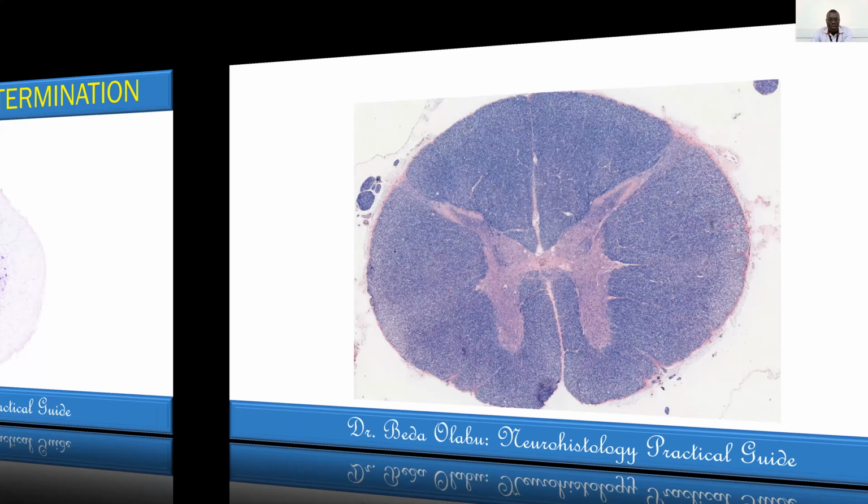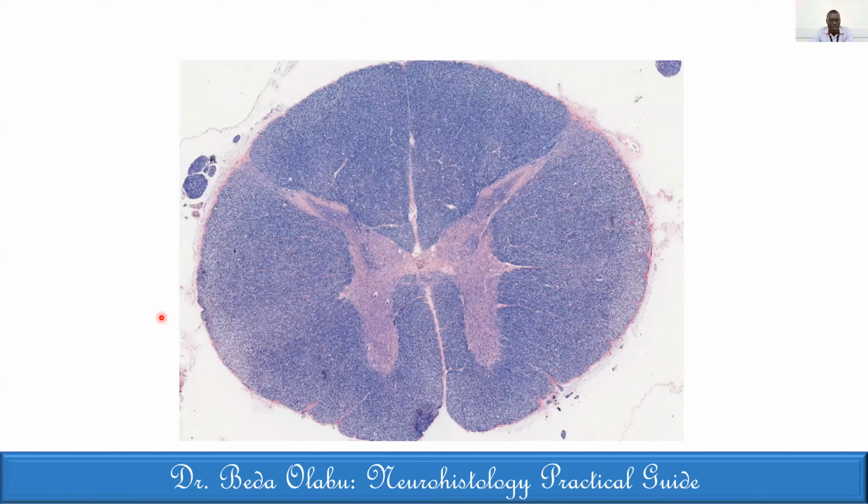Let's start with this cord segment. So this is spinal cord. We agree. We can see the butterfly. We can see the ventromedian fissure. We can see the lateral sulcus. The gray matter is central and the white matter is outside. But which cord segment could this be and why?